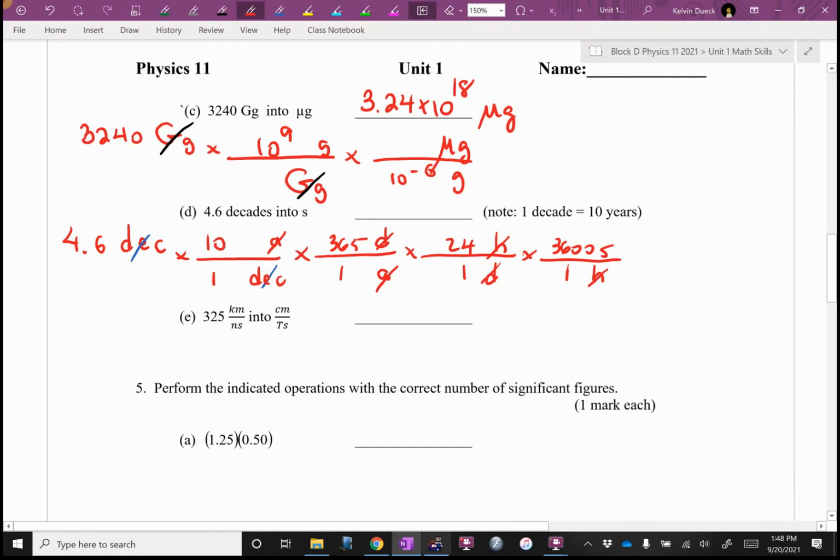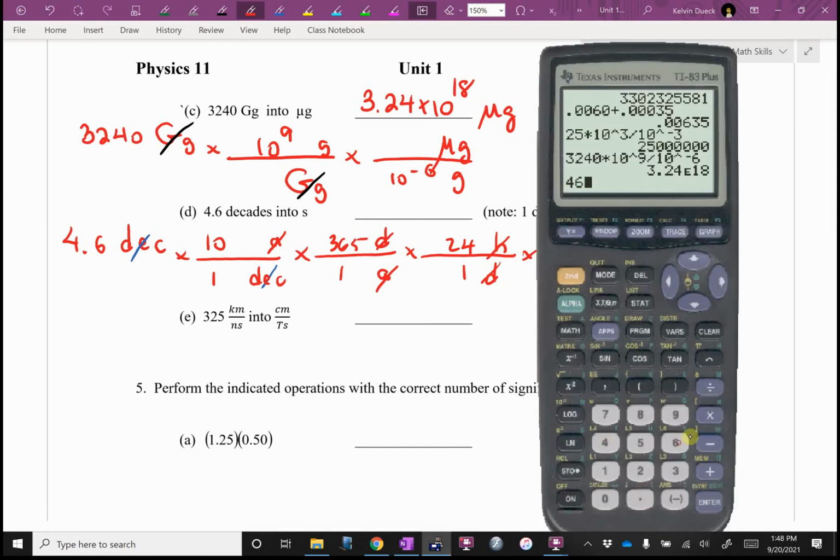Well, it's going to be big. 4.6 times 10 times 365 times 24 times 3,600. Do you get... Oh, I'm missing a decimal. I did 46 instead of 4.6. Do you get 1450656 and then 3 zeros? I would give you full credit.